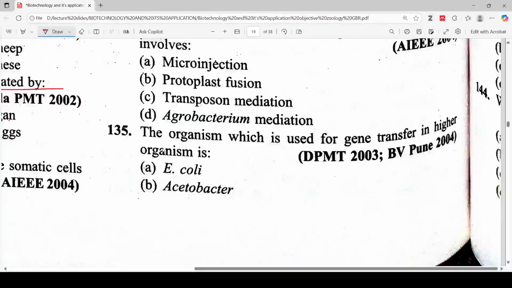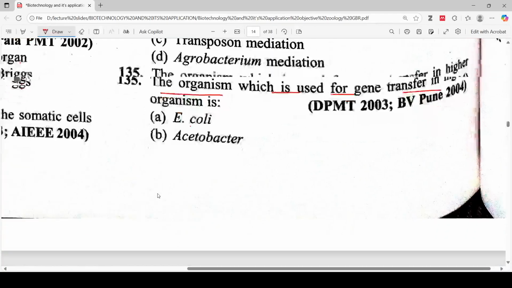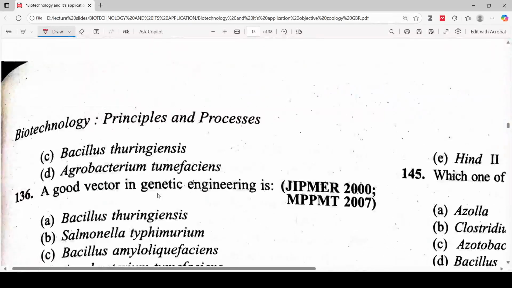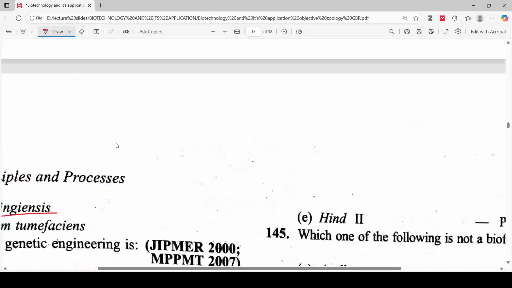The organism which is used for gene transfer in higher organisms. Option A, E. coli, option Acetobacter, and another option is Bacillus thuringiensis and Agrobacterium tumefaciens. So the correct answer will be option D, Agrobacterium tumefaciens.